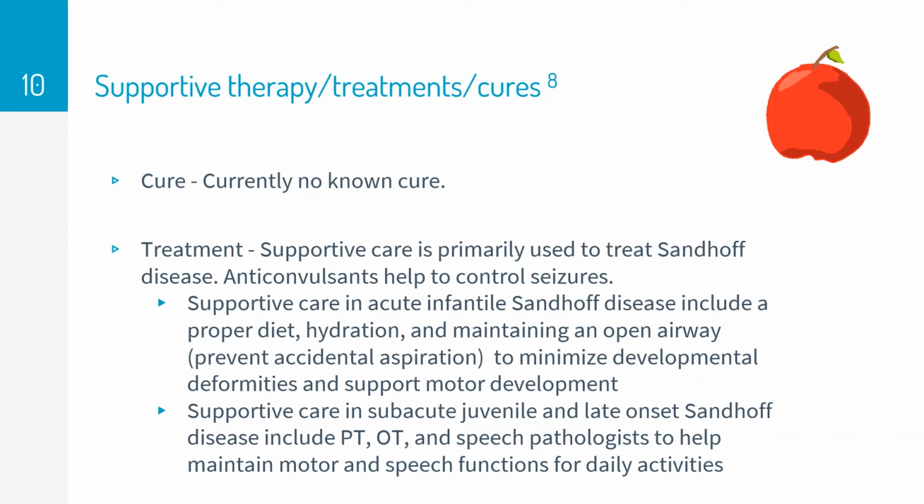In cases of acute infantile Sandhoff disease, a proper diet, hydration, and maintaining an open airway prevents developmental deformities and supports motor development. For juvenile and late onset Sandhoff disease, physical therapy, occupational therapy, and appointments with speech pathologists help improve the quality of life of the patient and also provide aids for activities.